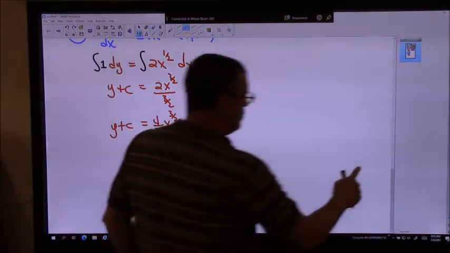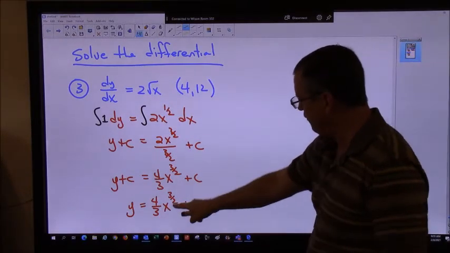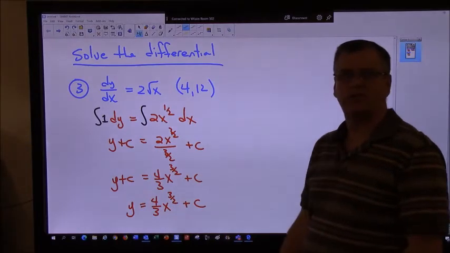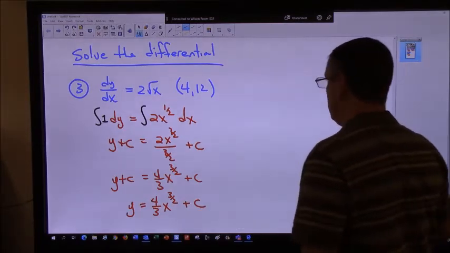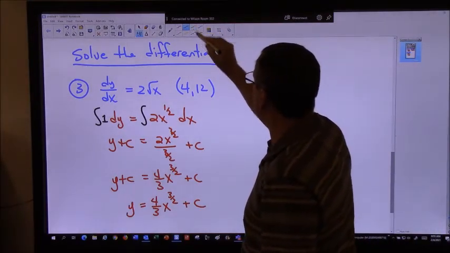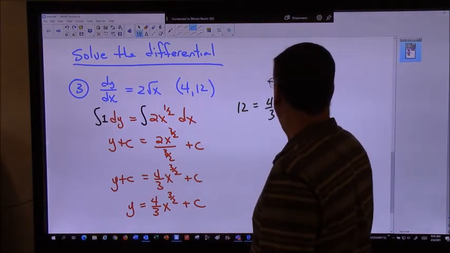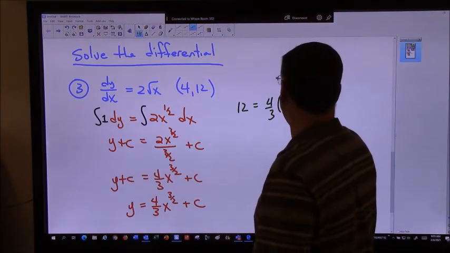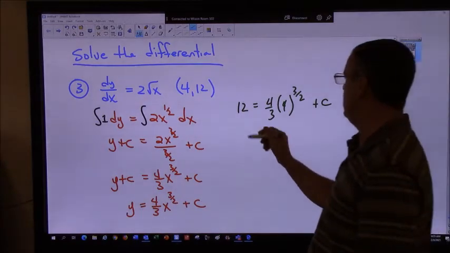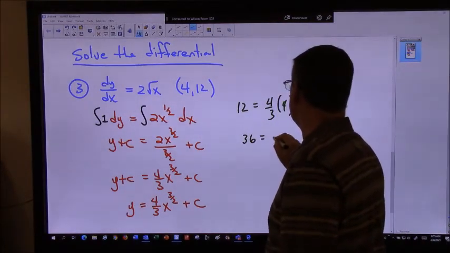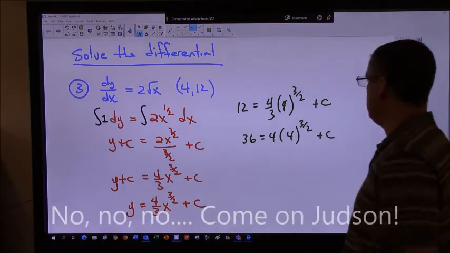So now, why did they give us this point? Well, our solution point says if you plug a 4 into here, you get 12 for an answer. And the whole purpose of that is to figure out what that c value is. So we'll do this over here off to the side. I'm going to use this value and say that 12 equals 4/3 times 4 raised to the 3 halves plus c. So I'll move that 3 over and multiply. I get 36 equals 4 times 4 to the 3 halves plus c.